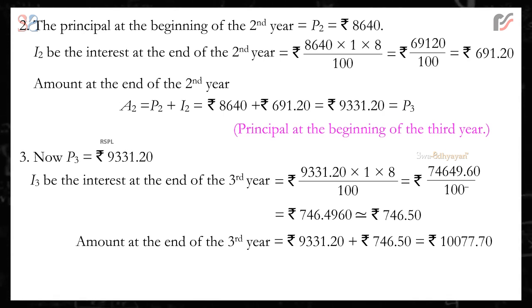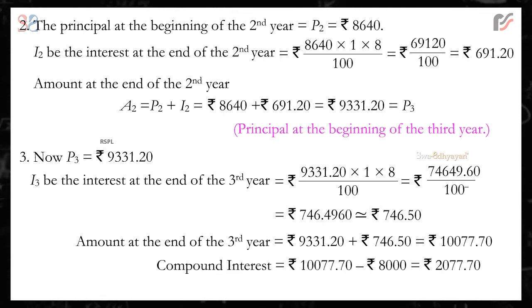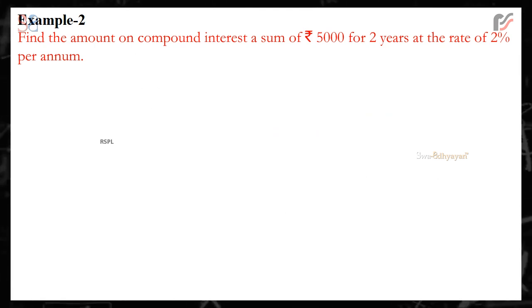Amount at the end of the third year is equal to rupees 9,331.20 plus rupees 746.50 is equal to rupees 10,077.70. Compound interest is equal to rupees 10,077.70 minus rupees 8,000 is equal to rupees 2,077.70.